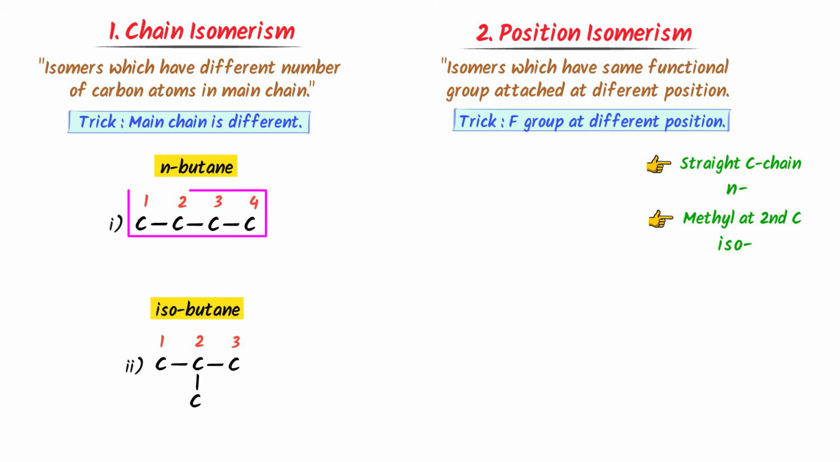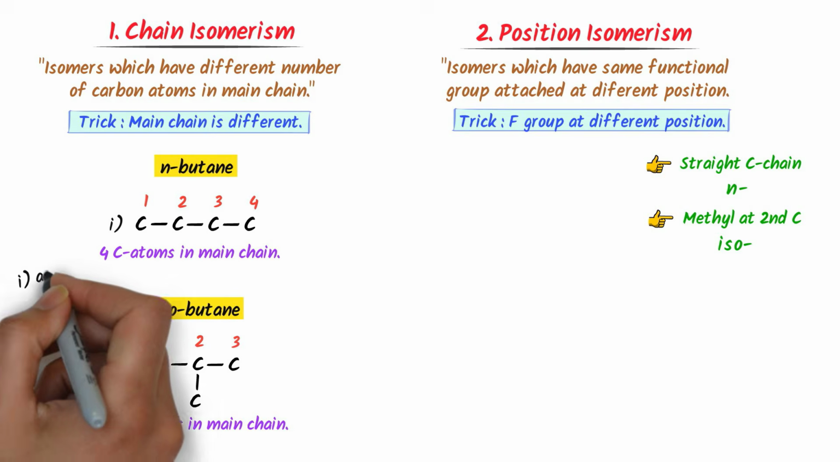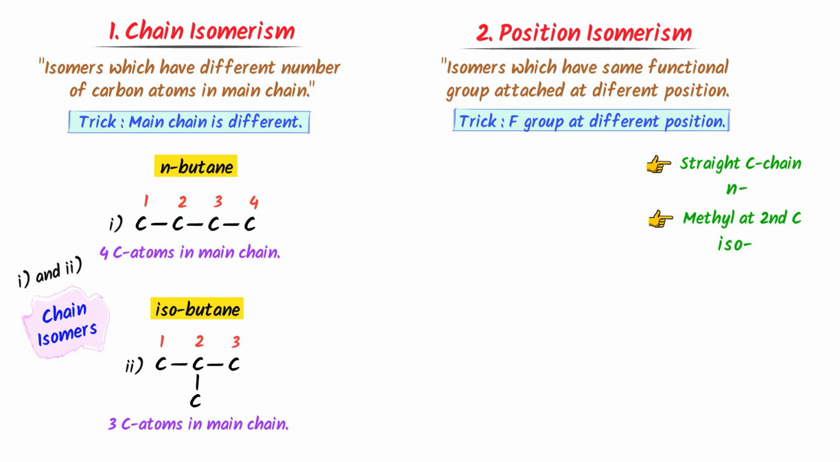Now listen carefully. In this n-butane, there are 4 carbon atoms present in the main chain or parent chain, while in this isobutane, there are 3 carbon atoms present in the main chain or parent chain. According to this trick, these isomers have different carbon atoms in the main chain, so they are chain isomers. Thus we write 1 and 2 are chain isomers because they have different number of carbons present in the main chain or parent chain.